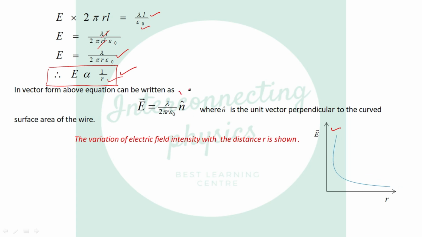Okay, and in vector form it is E vector equal to lambda over 2 pi epsilon naught r into n cap, where n cap is the unit vector perpendicular to the curved area of the wire. This was the cylinder and this was the wire. So n vector will be in this direction, perpendicular to the curved surface area. If the wire is positive, the direction of the electric field will be away from the wire, and if the wire is negative, the direction of the electric field will be inward, towards the wire.